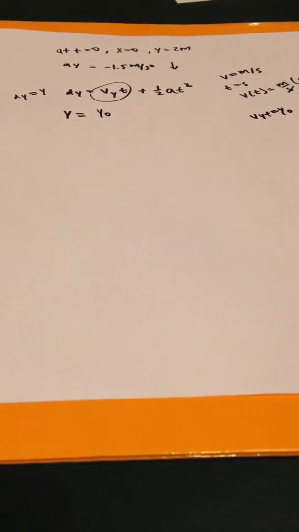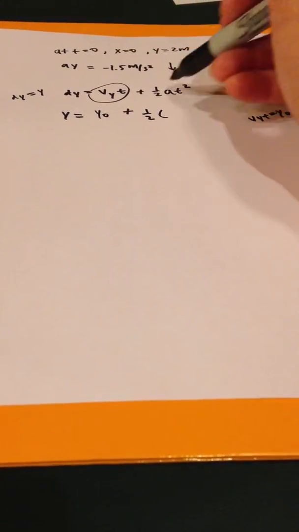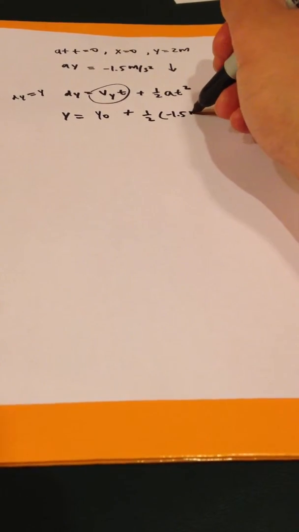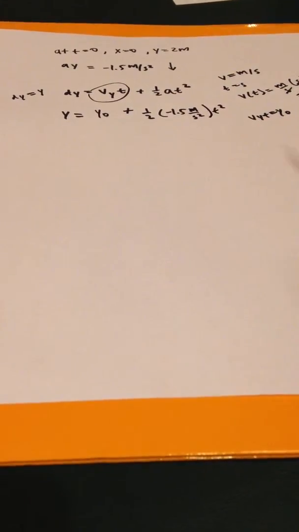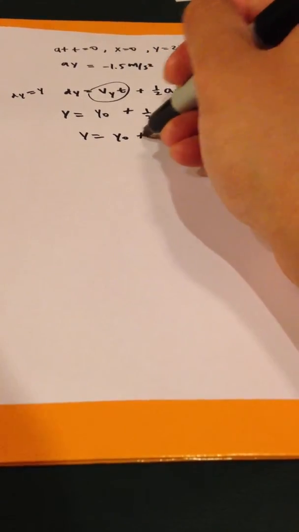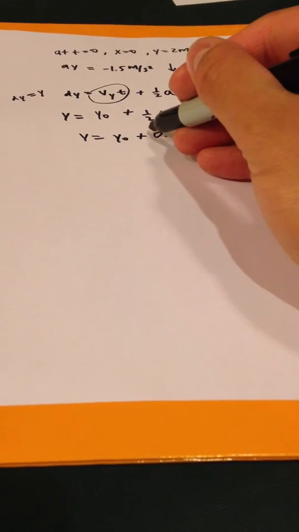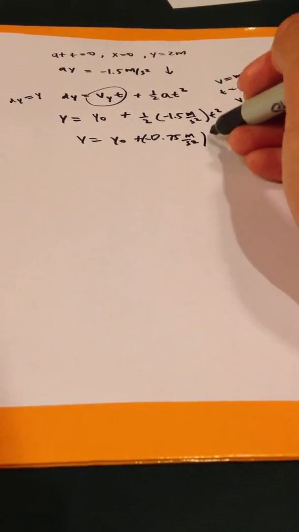So here we have y equals y naught plus 1/2, and we'll substitute our acceleration in, times negative 1.5 meters per second squared times t squared. So this is what we have thus far. Let's simplify that. y equals y naught plus negative 0.75 meters per second squared t squared.